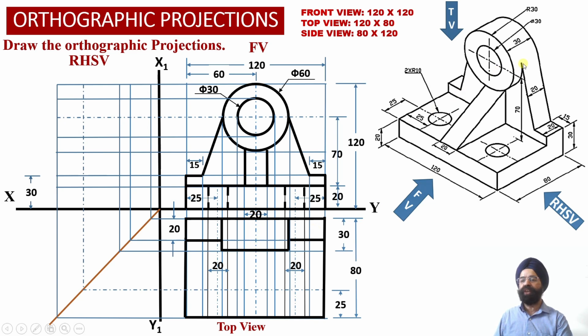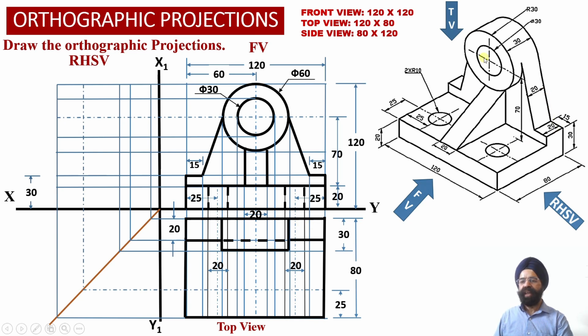Now another thing we need to observe, corresponding to this stepped surface and this inclined surface, we have been provided with the depth of this vertical web as 20 mm on either side. So now we can join this point with this point, and this point with this point, and it will depict the uniform depth of this vertical web as 20 mm.